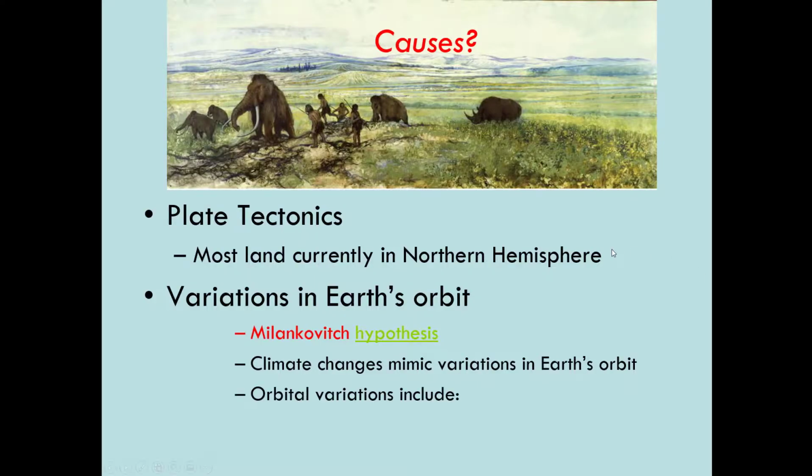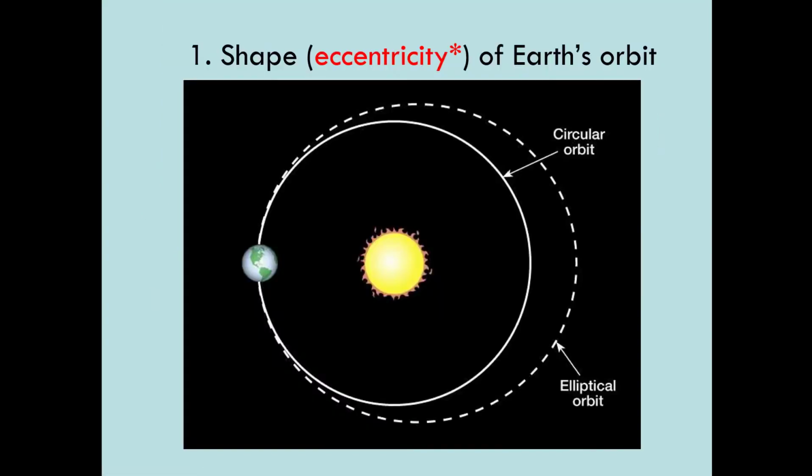There are 3 orbital variations that Dr. Alley just described, so we're going to go through them and then talk a little bit more about them in case you didn't pick up on all the fine points. So this is what Dr. Alley illustrated with the hula hoop, and that is that the shape of Earth's orbit around the sun varies over time, and it varies usually because of the gravitational pull of Jupiter.